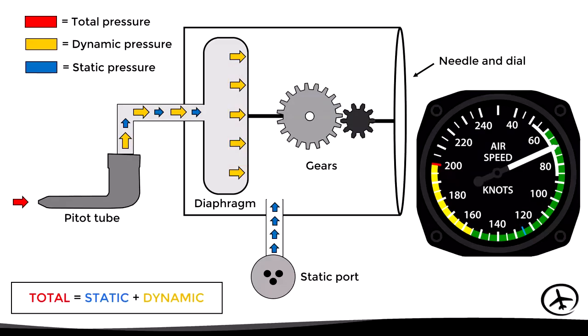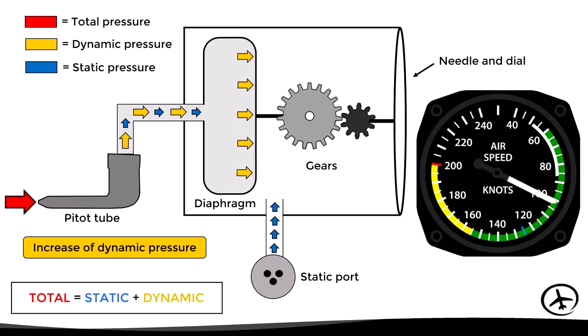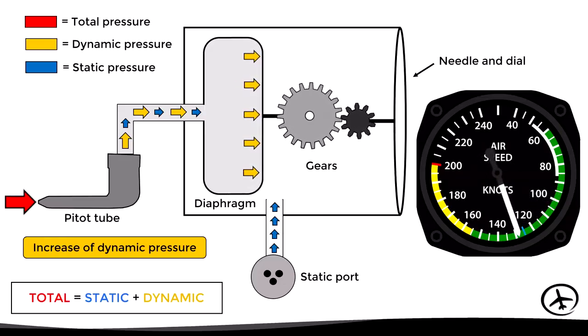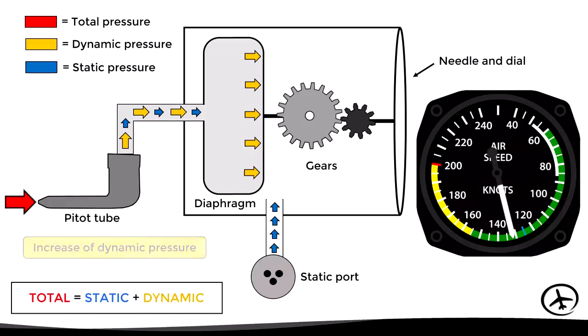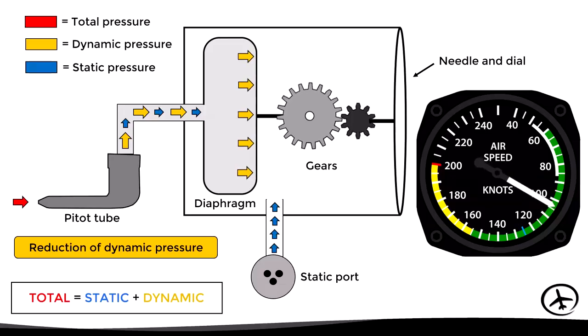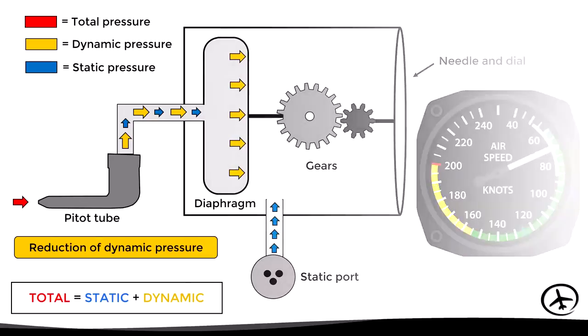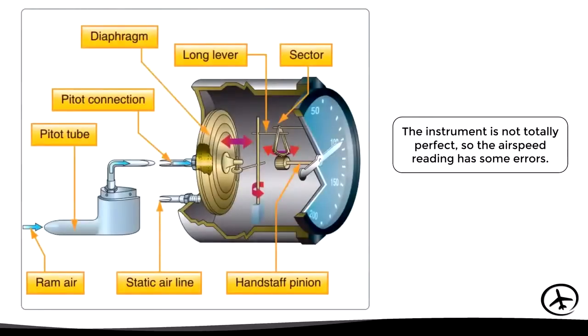Now there's only dynamic pressure, which means that the expansion or contraction of the diaphragm will depend only on dynamic pressure. So for example, if dynamic pressure increases, the diaphragm will expand, making the gears move the needle to indicate a higher speed. On the other hand, if dynamic pressure reduces, this will cause the diaphragm to contract, making the gears move the needle once again, but now to indicate a lower speed. Now, there's something that we must keep in mind. And it is that the instrument is not totally perfect, which means that the airspeed indication has some errors.